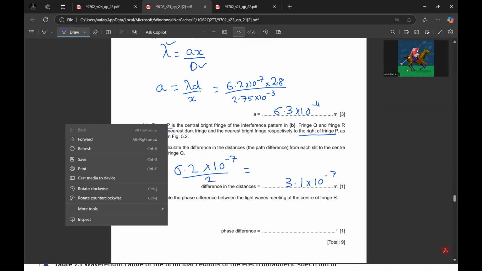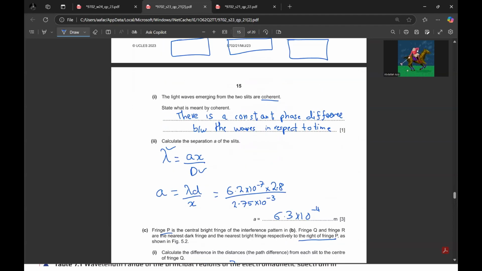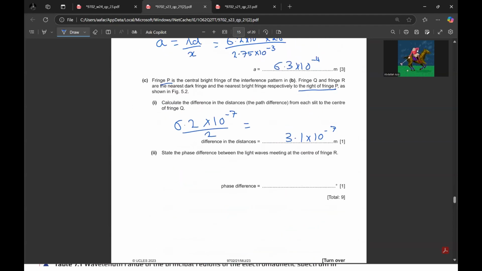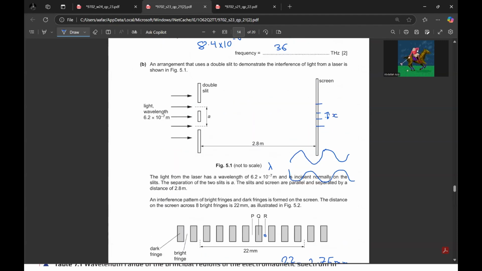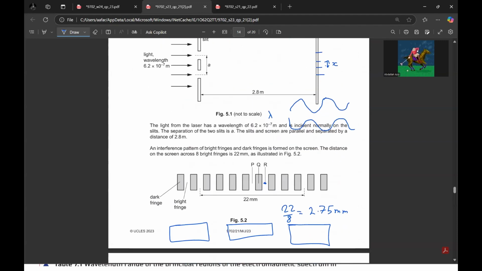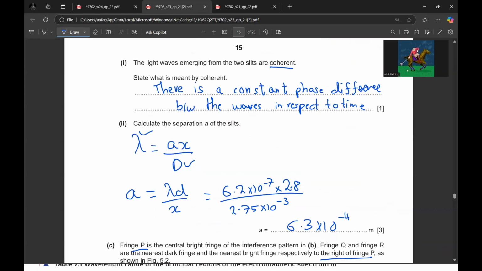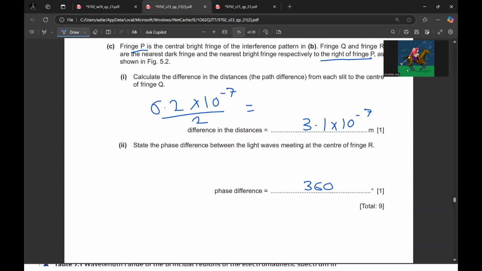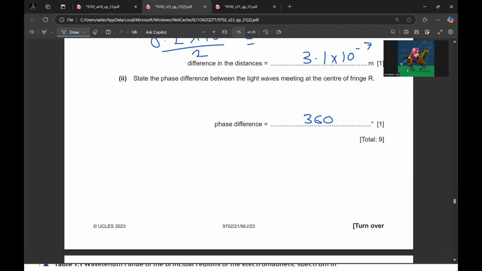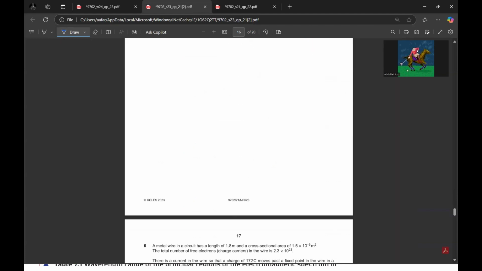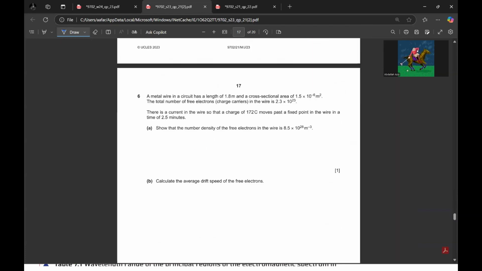Take the phase difference between the light waves meeting at the center of fringe R. Since this is a bright fringe, but it's closer to this slit, let's say this wave completes 3 cycles. So this wave will complete 4 cycles, but they will meet at the same point. So basically, there's a phase difference of 360 degrees. Since there's a bright interference, the amplitudes will align.